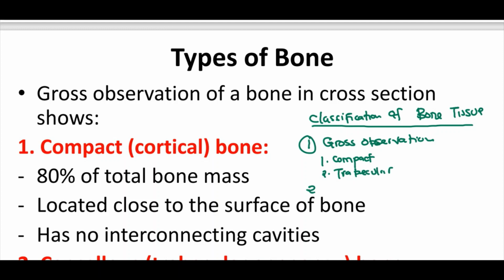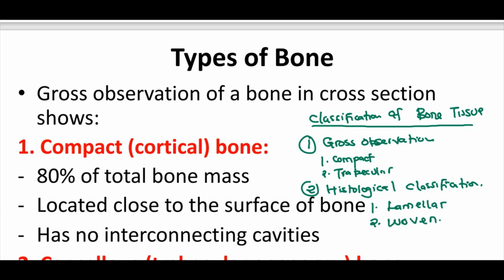Number 2 classification is histological classification, which is based on what we see under the microscope. There are 2 types of bone here. Number 1 is what we call lamellar bone, depending on the organization of collagen fibers. And number 2, we've got woven bone. So don't be confused when I start talking about the types of bone. Depending on the gross classification, there are 2 types.